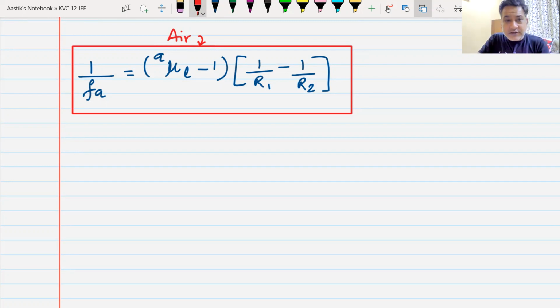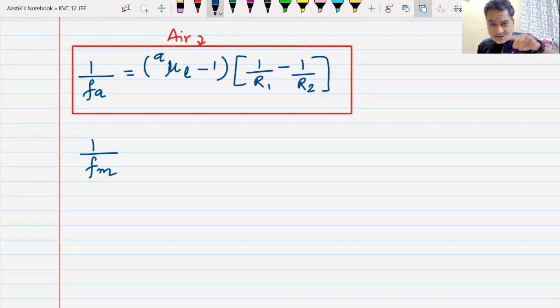I'll give you 1 minute to think about it. If it is surrounded by a medium of different refractive index, what would the formula be? Yes, beta? Tell me, what would the formula be if it is surrounded by some other medium? Mu of L with respect to m minus 1 into 1 by R1 minus 1 by R2. That is correct. Well done.